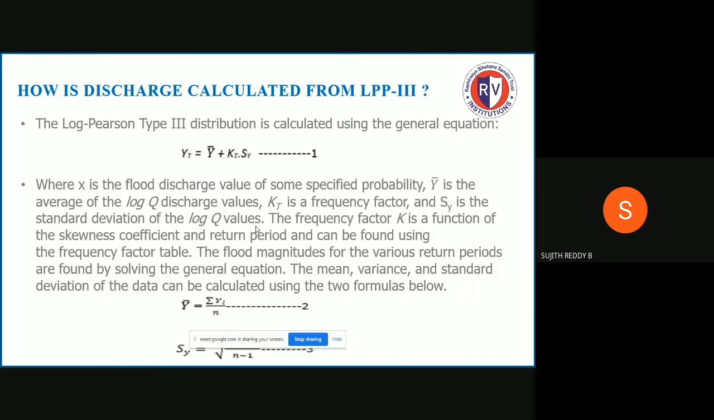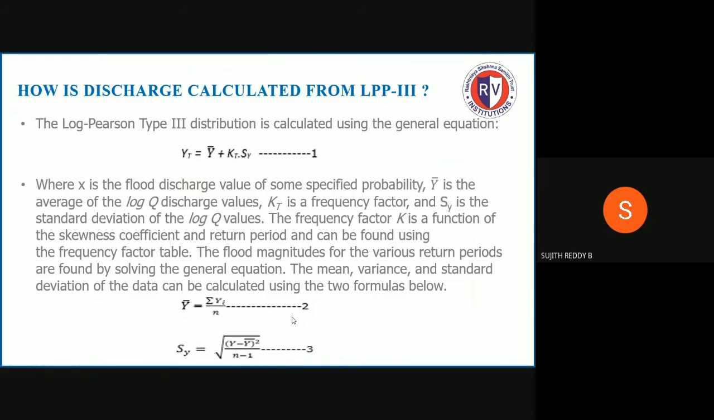The Log-Pearson type 3 distribution is calculated by using yt equals y bar plus Kt into sy, where y is the log of the discharge values and Kt is the frequency factor, which has to be calculated, and sy is nothing but the root of the summation of (y minus y bar) whole square by n minus 1, which we have used in many formulas.